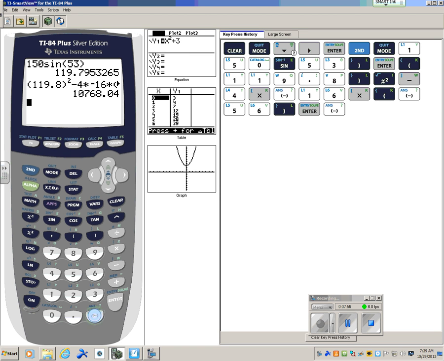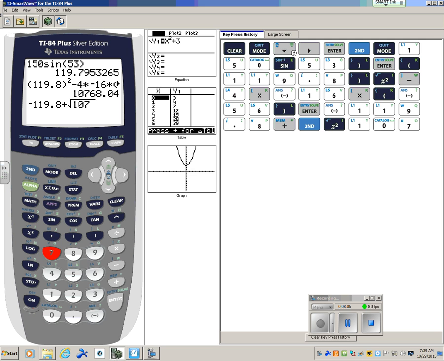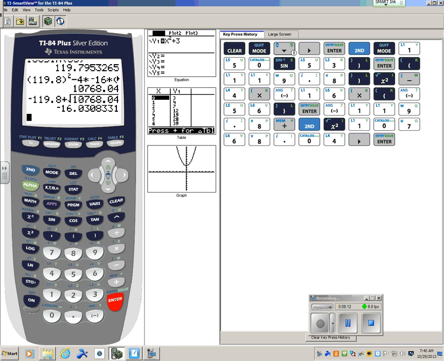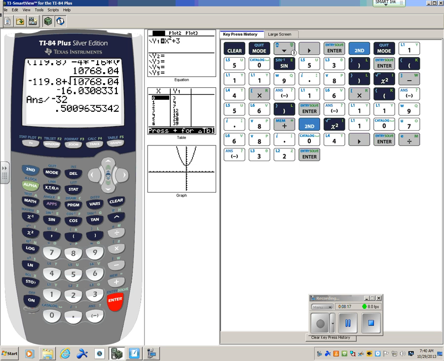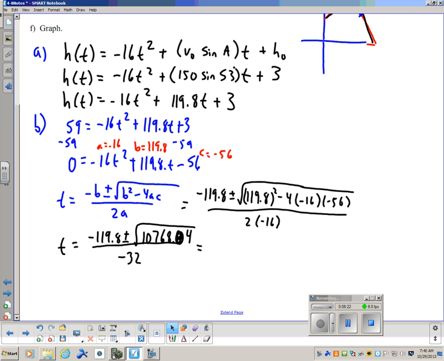I'm going to go negative 119.8 plus the square root of 10,768.04 divided by negative 32. And I'm getting about 0.5 to the nearest tenth. Remember, this is in seconds.